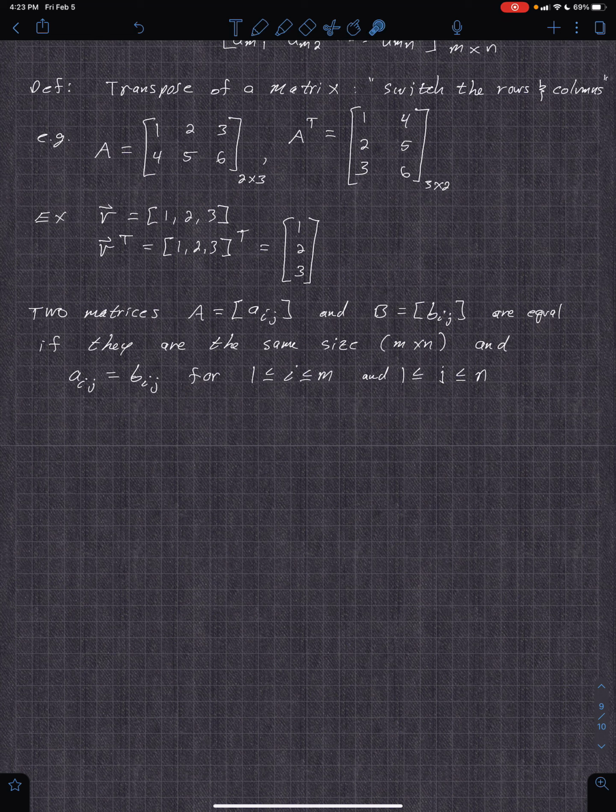Don't make those hats, by the way. Those are just i's and j's, so don't put a hat on there like a vector.